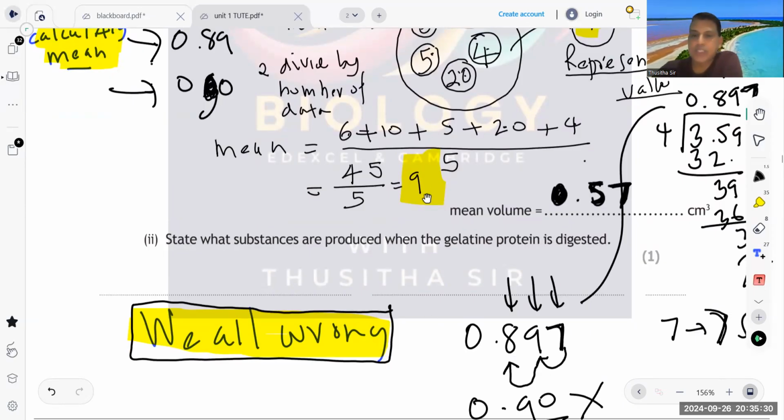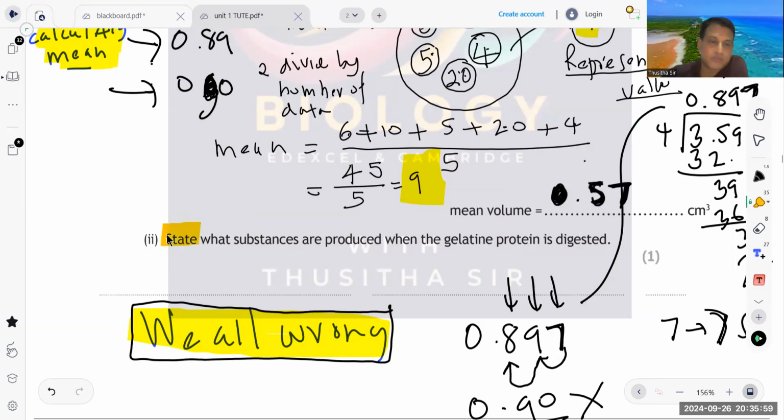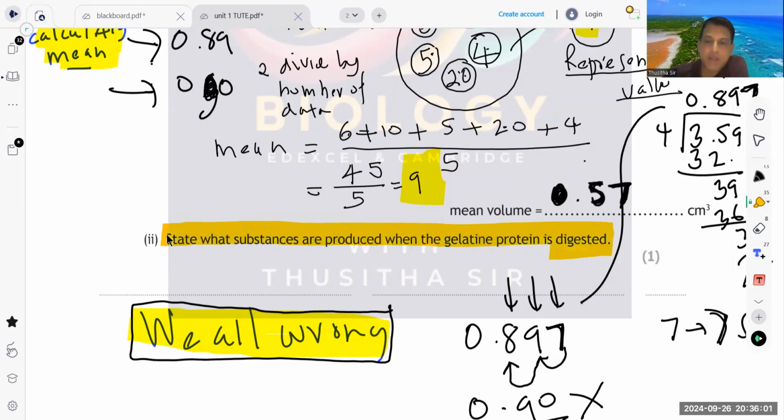Okay, I am still giving the chance for you. Can you find the answer for this and send it to me for the second question, number 2, Roman numeral 2. What substances are produced when gelatin protein is digested? So please send the answer for this question.